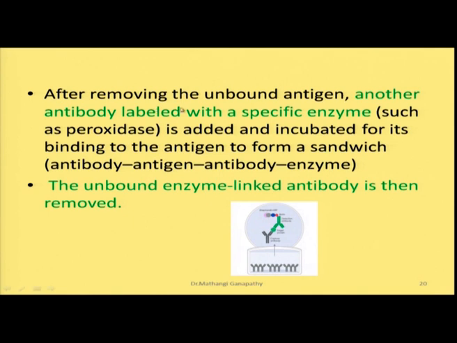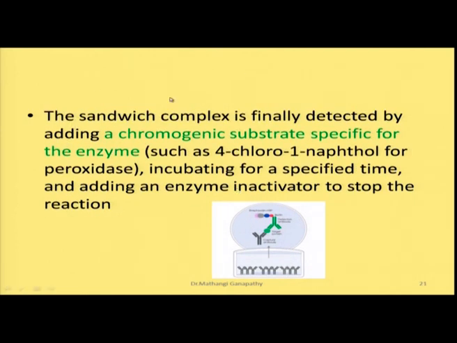Then another antibody labeled with a specific enzyme is added. You add a second antibody after this. So you remove the unbound antigen, then add another antibody which has been labeled with a specific enzyme. What will happen is that this second antibody will go and bind to the antigen, and this is incubated to form a sandwich. So you have antibody, antigen, antibody, enzyme, the whole reaction. Again, the unbound enzyme linked antibody is then removed. So this sandwich complex is finally detected by adding a chromogenic substrate.